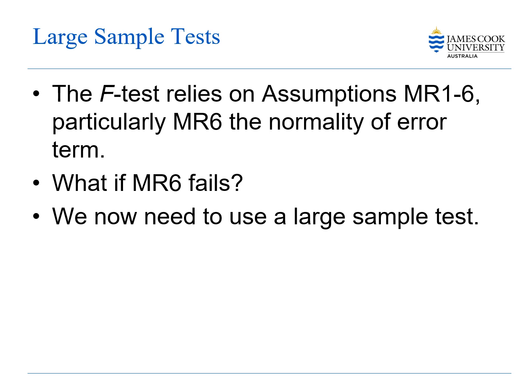Okay, the F-test relies on assumptions MR1 to MR6, particularly MR6, which is normality of the error terms. What if MR6 fails? What if our exogeneity assumption is weakened to weaker versions? In these cases, we need to use what is called a large sample test.